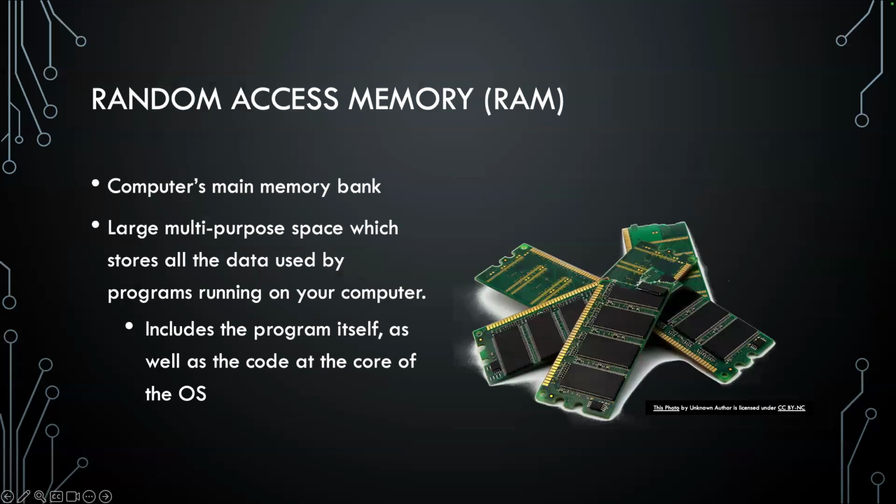Okay, so memory. RAM is our computer's main memory bank. And memory really is just storage. It's where we're putting a bunch of stuff that the CPU needs to be able to read and load so that it can run a program. It's a large multi-purpose space, and it's going to store all of that data for your program. It includes the program itself, as well as code at the core of the operating system, right? So that has to be in memory for your CPU to be able to do things with it. We'll talk about what the OS abstracts away and how that works so that it can give you access to the underlying hardware from your program. Any questions so far?